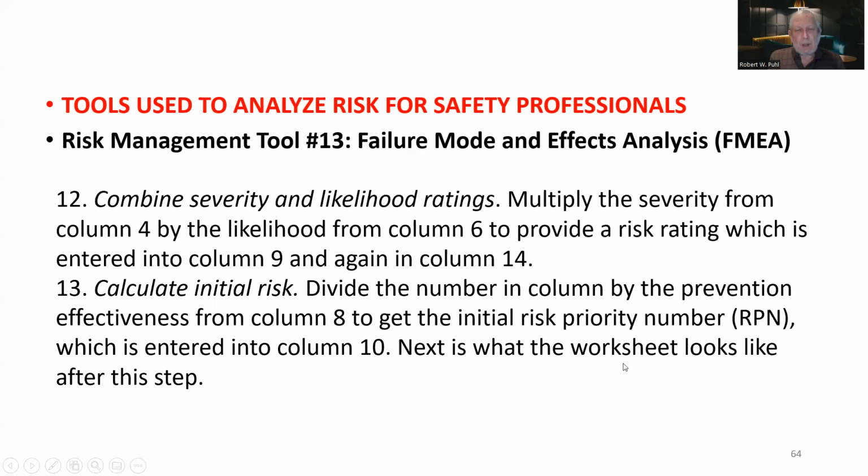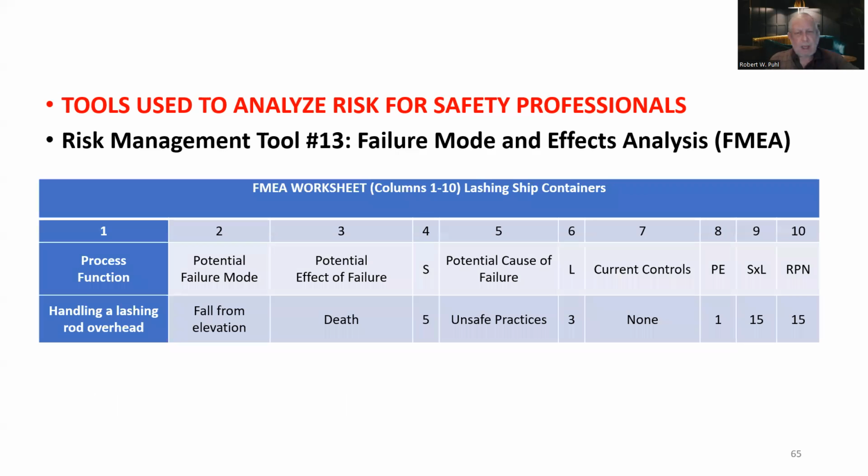Combine severity and likelihood ratings. Multiply the severity from column 4 by the likelihood from column 6 to provide a risk rating, which is entered in column 9 and again in column 14. Calculate initial risk. Divide the number in column 9 by the prevention effectiveness from column 8 to get the initial risk priority number, which is entered in column 10. Next is what the worksheet looks like after this step.